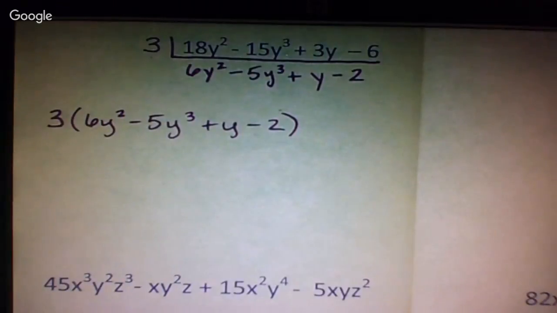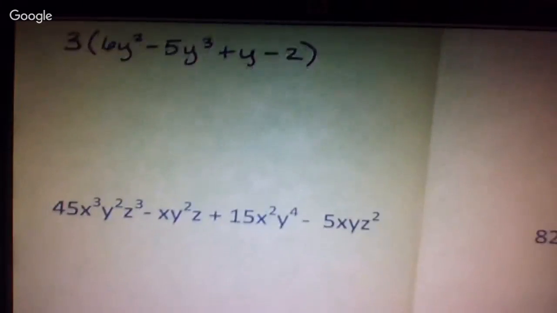Yeah. So what you've just done, if I take this 3 and distribute it back through, I should get this answer. Okay. So that's a good way to double check yourself. You're done, that's it. We're just pulling out your greatest common factor right now.